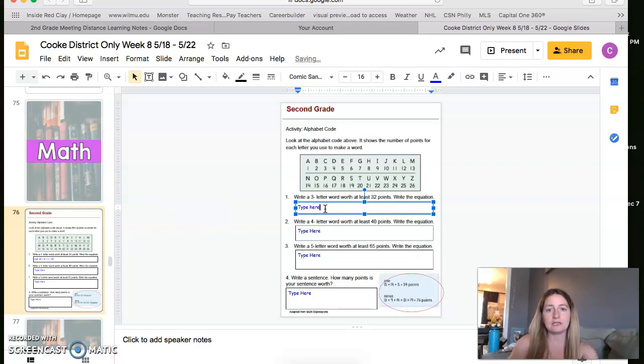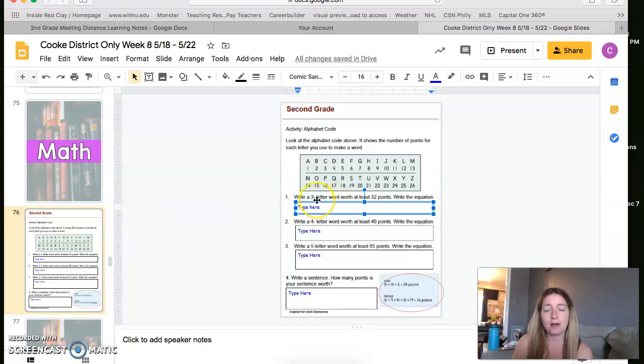So if you see the chart right here, and above it tells you the directions. It says look at the alphabet code above. It should say below there. So here's the alphabet code, and it shows the number of points for each letter you use to make a word. So your activity today is going to be making words and seeing how many points they are based on the numbers that are underneath the letter. But there are some rules that they give you.